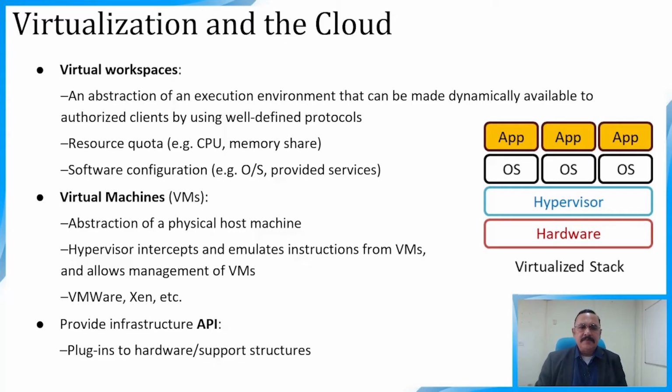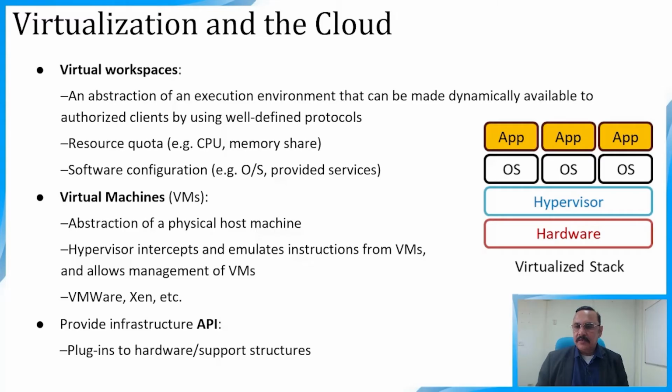A virtual workspace is an abstraction of an execution environment that can be made dynamically available to authorized clients by using well defined protocols. It provides the resource quota, in terms of CPU and memory share, and software configuration. This virtual workspace is also facilitated using virtual machines or VMs. VMs are an abstraction of a physical host machine, and the hypervisor intercepts and emulates the instructions from VMs and allows the management of virtual machines. Important hypervisors are VMware, Xen, etc. It provides an infrastructure which is supported by APIs and plug-ins to the hardware or software resource. So, let us see this particular stack.